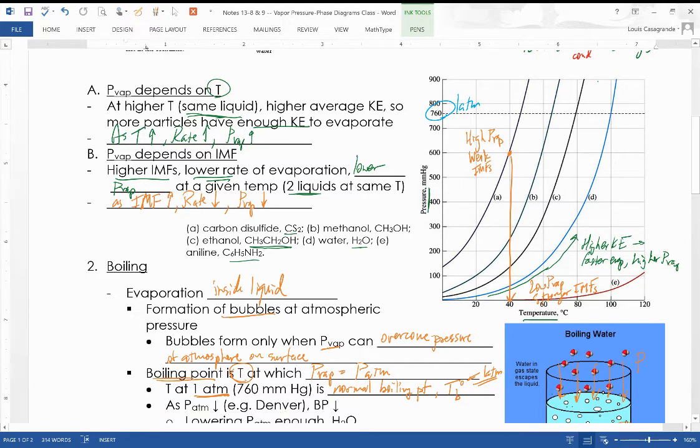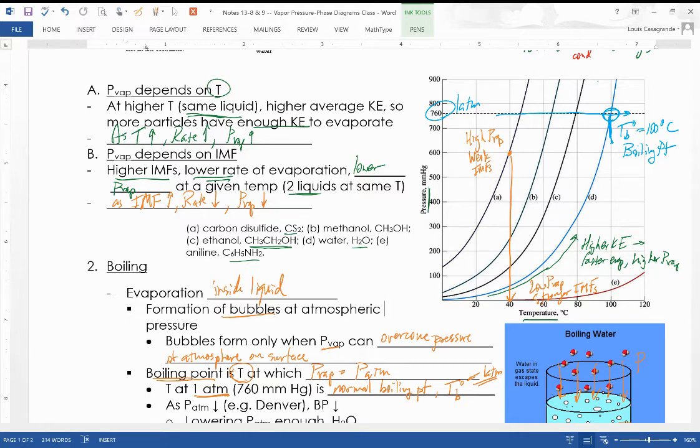So what happens is, wherever these liquids cross the 1 atmosphere line, that's the boiling point. And look at where water crosses 1 atmosphere. The standard boiling point of water is 100 degrees Celsius. So we can read the boiling point for any liquid by looking at this diagram and just reading the temperature at which the vapor pressure curve crosses that 1 atmosphere line.